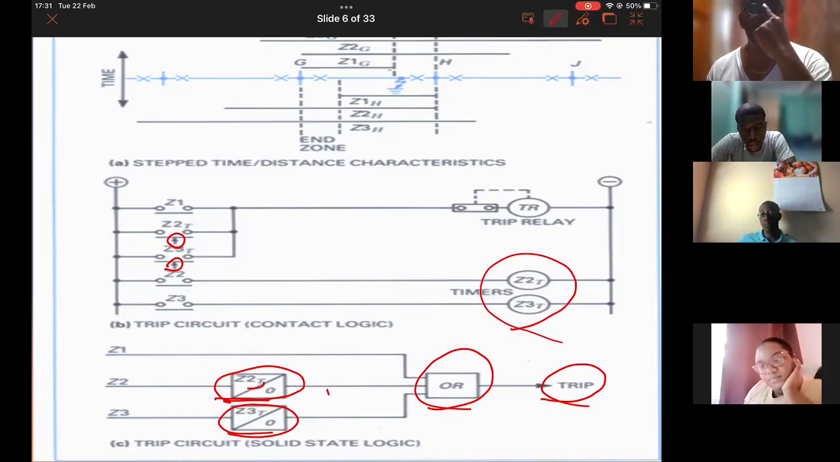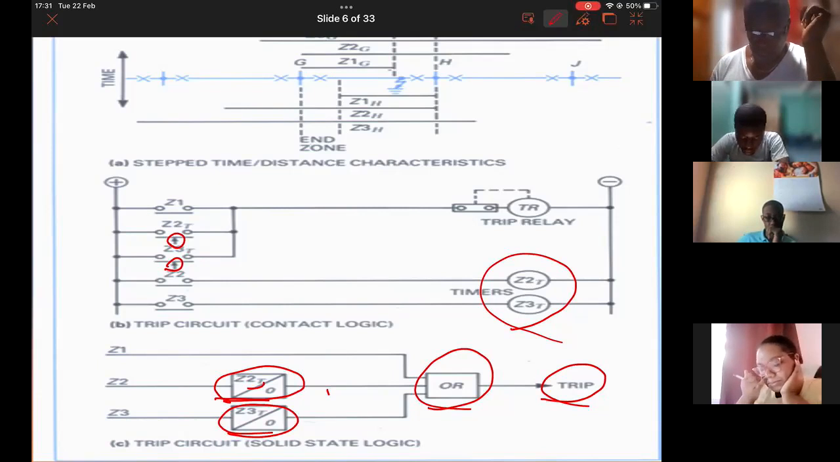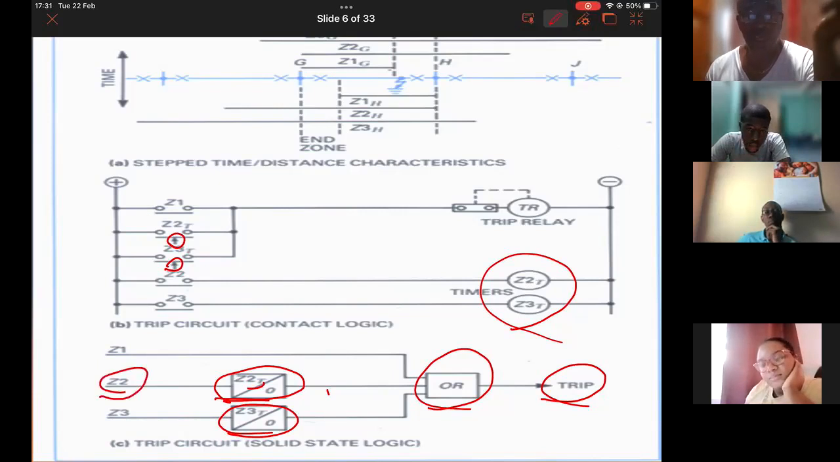So of course, with your OR gate, you'll get a trip signal for 1 of 3 signals coming. Whether you get a zone 1, so if it is a zone 1, it's instantaneous with our OR gate. If you get a timed zone 2, you'll get a trip. Or if you get a timed zone 3, you'll get a trip.